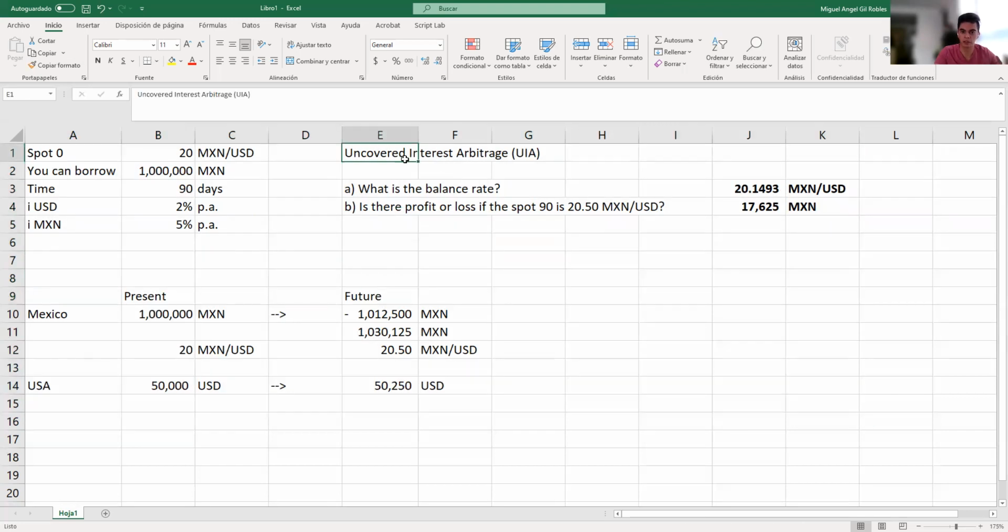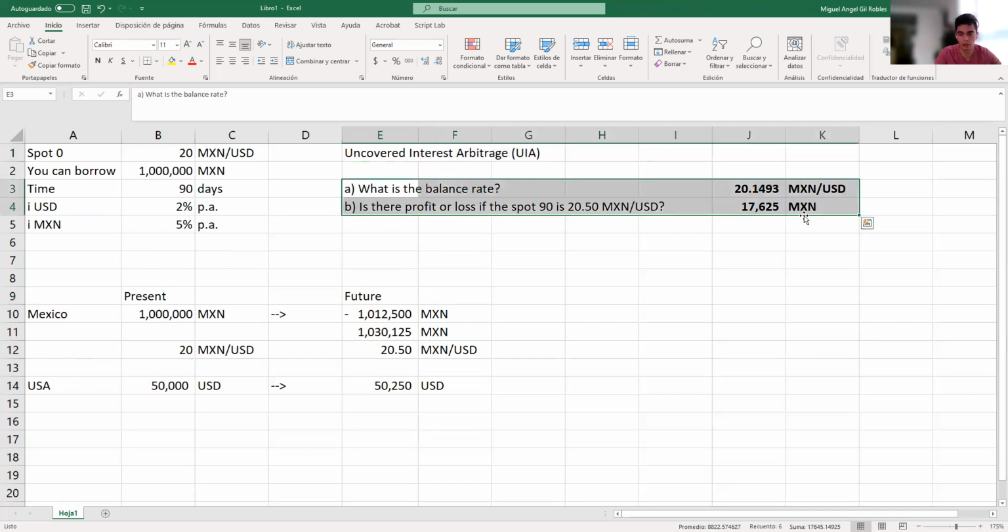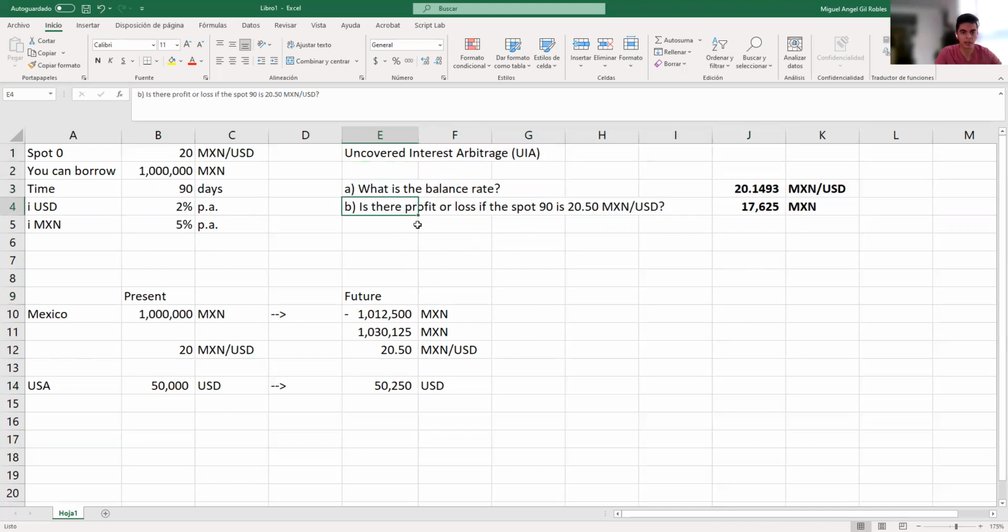So remember, the things that are different from last week is that now we have an uncovered interest arbitrage because we don't have a forward. So we need to calculate probably these two things. And this is not a forward, it's just an assumption. So there is risk that this won't happen. And the other thing that is different is that now you are borrowing money. It's not your own money like previously. Previously you had your own money, but here it is different. You are borrowing money. So you need to be more careful because you can lose.